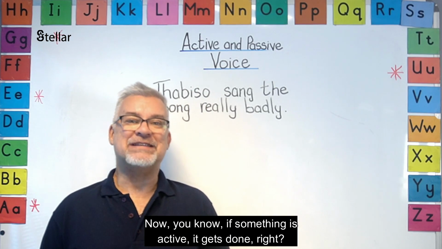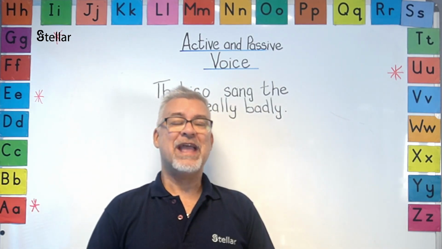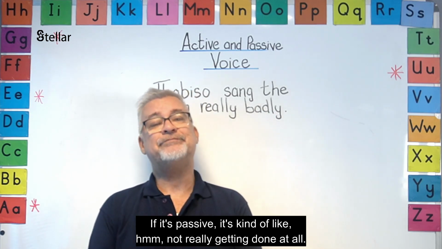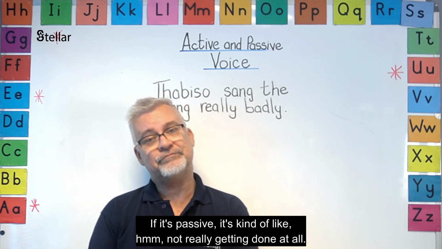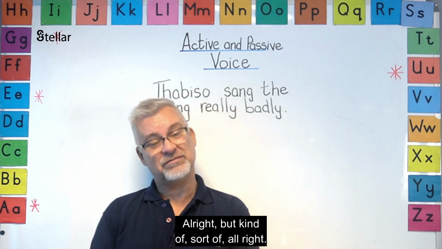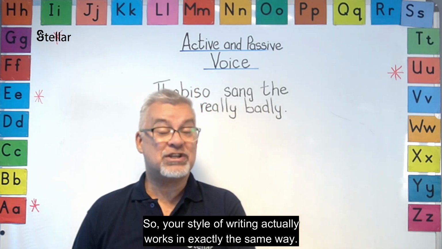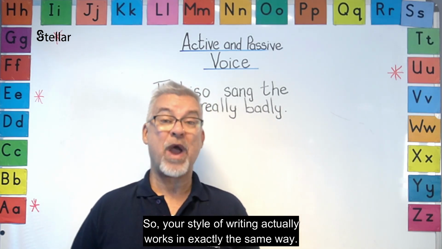Now, you know, if something is active, it gets done, all right? You are acting, you're doing something. If it's passive, it's kind of like not really getting done at all, but kind of, sort of, all right? So your style of writing actually works in exactly the same way.